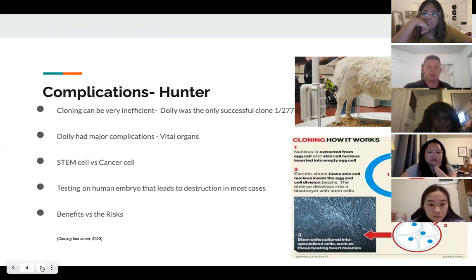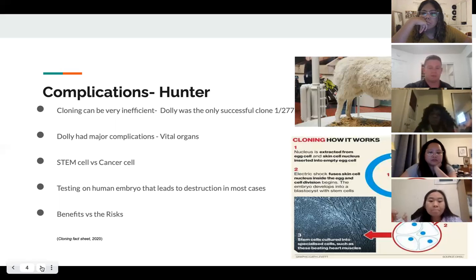And some of the research shows that, with stem cells versus cancer cells, there's not much research pointing to the difference in the two as far as the beginning stages, because they both can replicate. So some of the clones have a very high rate of forming cancer. And also testing on human embryos leads to destruction in most cases. So it's so inefficient, and using so many different human embryos, it can almost seem like a waste because you're using so many and only maybe one or two will take from it.